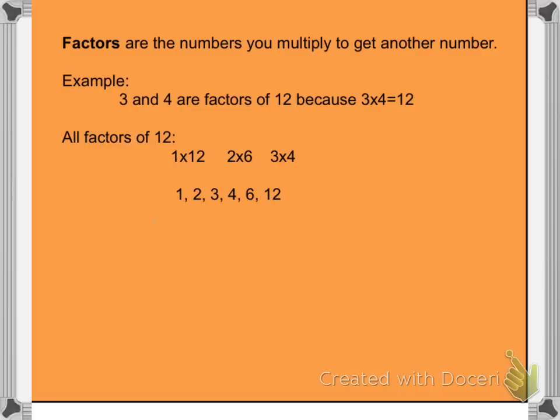Typically, you need to list all the factors of a number. I think the easiest way to do this is to list them in pairs. So 1 times 12, 2 times 6, and 3 times 4. Those are all the factors of 12. Sometimes people like to write them in numerical order, like below. Either way is fine, but again, I think you're going to be more successful if you write them in pairs. You're less likely to forget one.